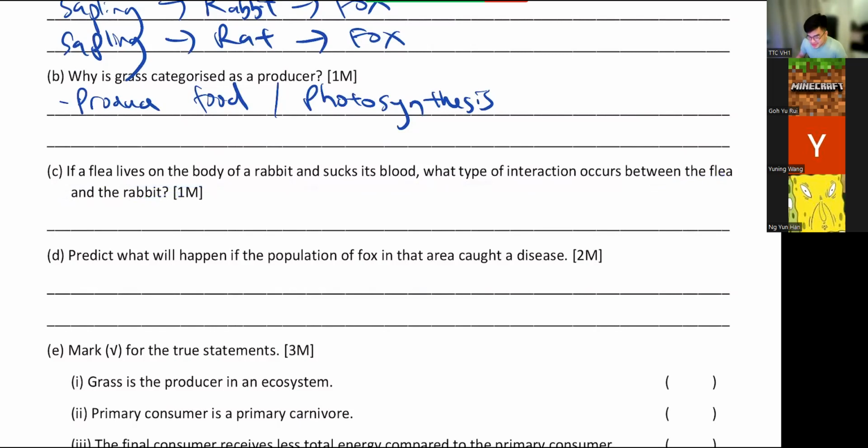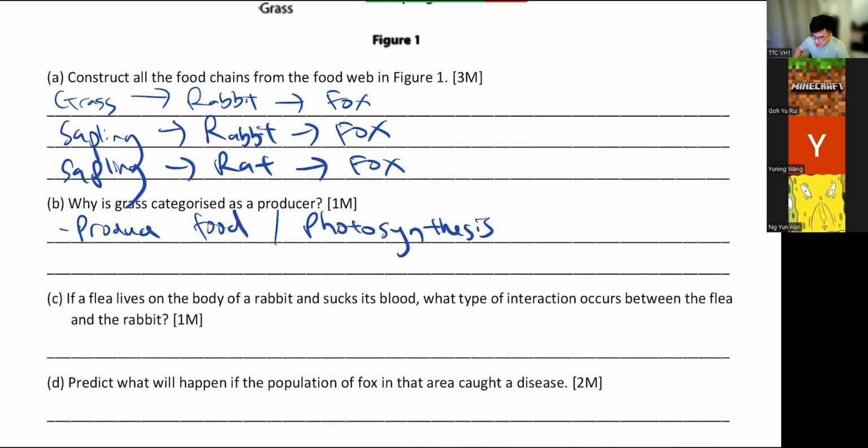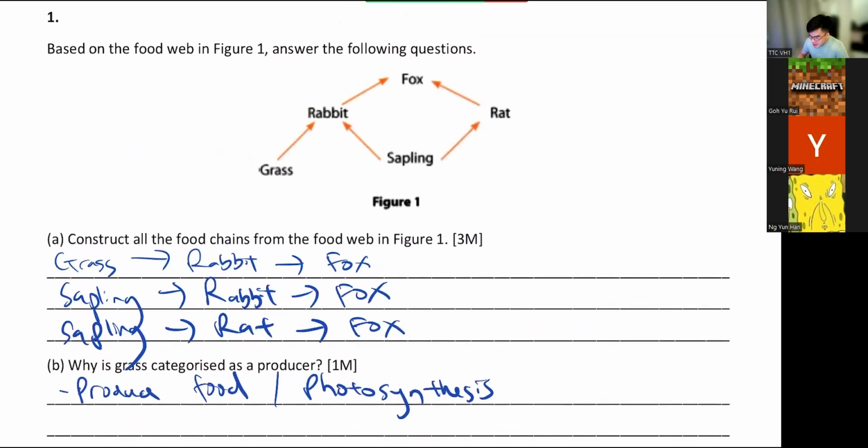Right, who can answer this? Do you know what interaction is this? Speaking of interaction, this one is not in your syllabus, but I can roughly let you know. Interaction, you actually learned this in primary school, if you remember. What is interaction? Interaction is 关系, like when two animals or two living things are together, they have some sort of interaction between them.